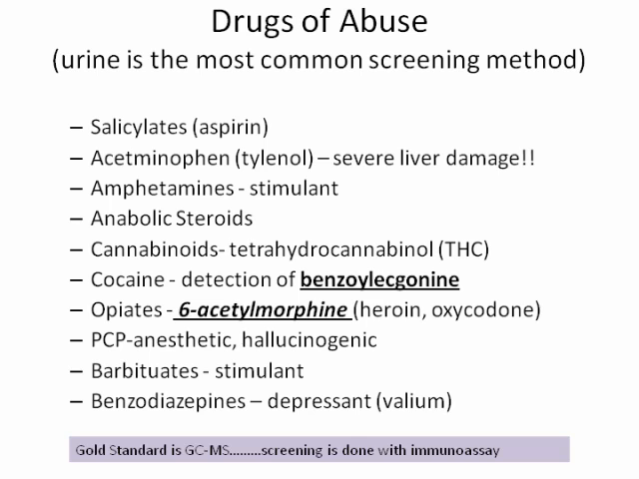Cocaine, we detect benzoylecgonine in the test when we do that one. Opiates, we detect 6-acetylmorphine in the test kit. And in the opiate category, we find things like heroin, hydrocodone, all the "-ones". PCP is an anesthetic or a hallucinogenic type of drug. Barbiturates are stimulants, and benzodiazepines are depressants, things such as Valium.